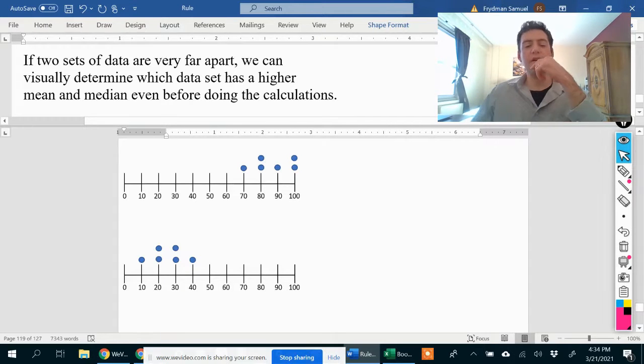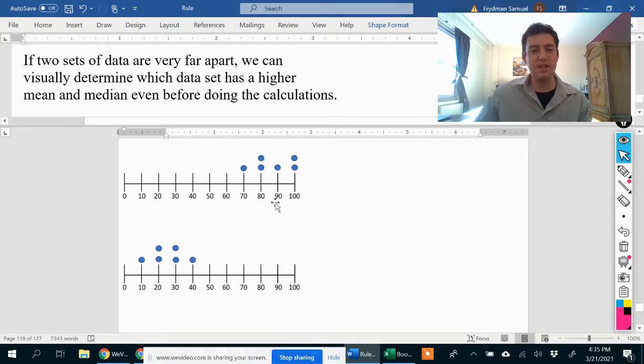Okay, so moving on, if two sets of data are very far apart, we can visually determine which data set has a higher mean and median even before doing the calculations. All right, so this is a very important point. I'm not going to calculate the mean and median right now, and I don't want you to calculate the mean or the median either. I want you just to take a look, just look at it, okay? Just use your eyes for a second. Look at this data set over here, and look at this data set over here, and I want you to keep in mind that mean and median are measures of center.